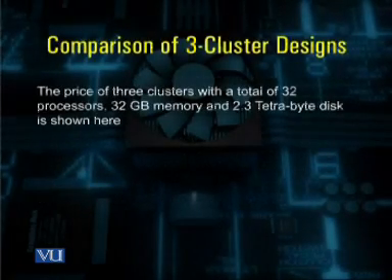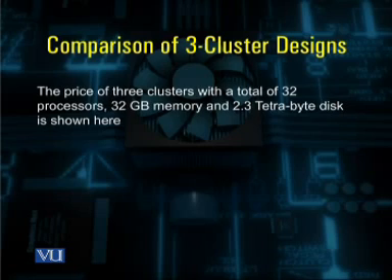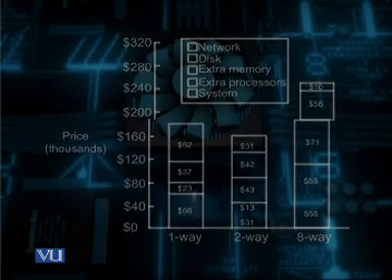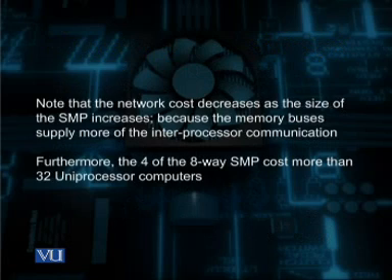Now the price of the 3 clusters with a total of 32 processors, 32 gigabyte memory and 2.3 terabyte disk is shown over here. Note that the network cost here decreases as the size of the SMP increases, and this is in fact due to the fact that the memory bus supplies more of the interprocessor communication.